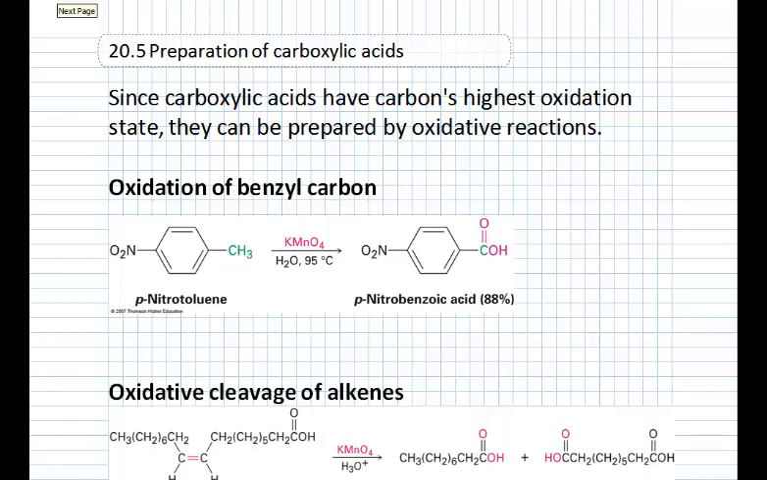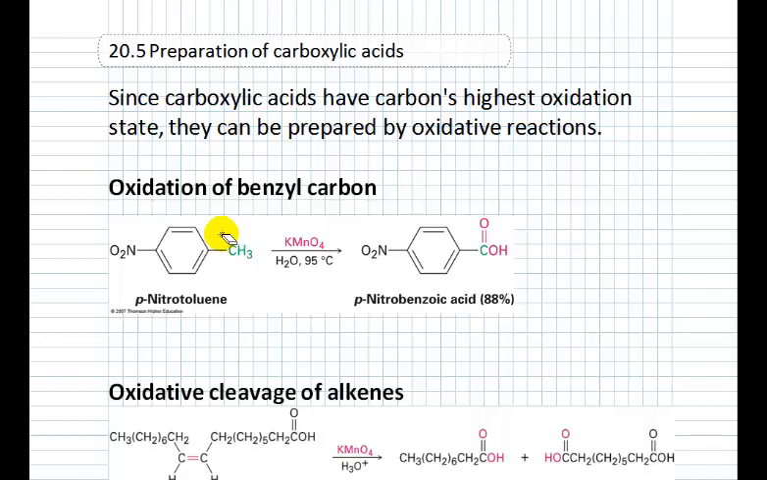On this page here, this is all review of ways that we've prepared carboxylic acids. Since the carboxylic acid is carbon's highest oxidation state in an organic compound anyway, we have oxidative reactions on this page that can be used to prepare a carboxylic acid.